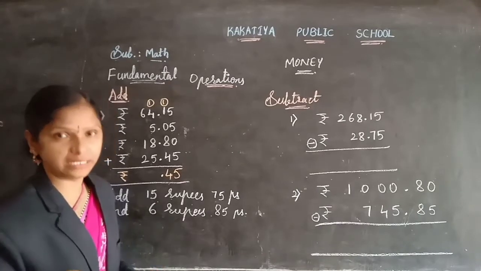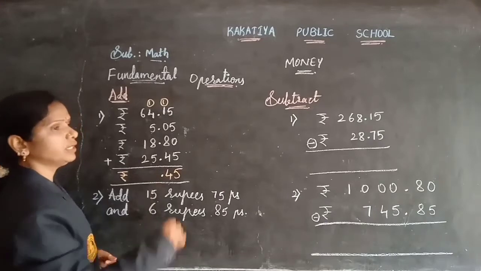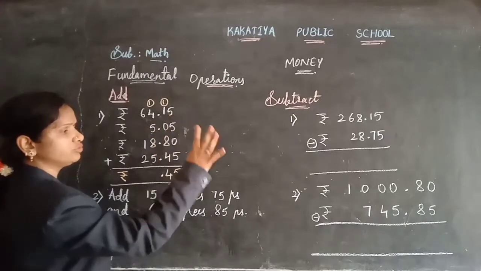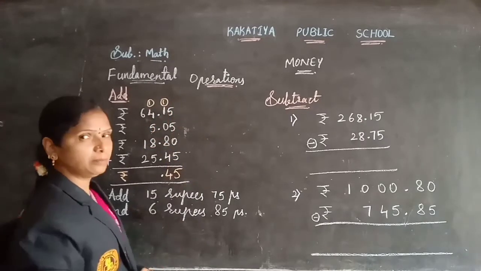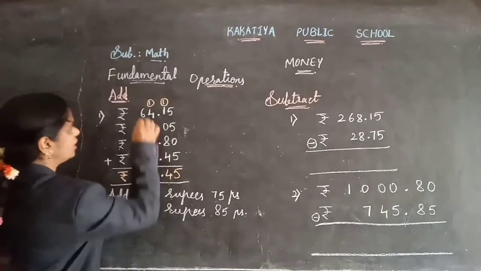10 plus 8 is 18. 18 plus 5. So 18 after 19, 20, 21, 22, 23. So 18 plus 5 is 23. So 23 means 3 here and 2 carry.